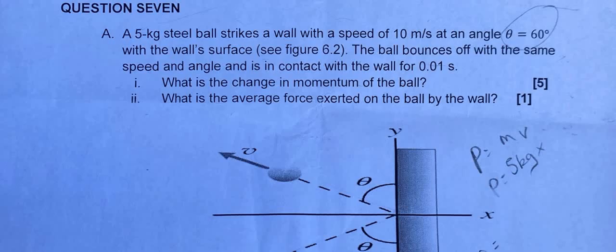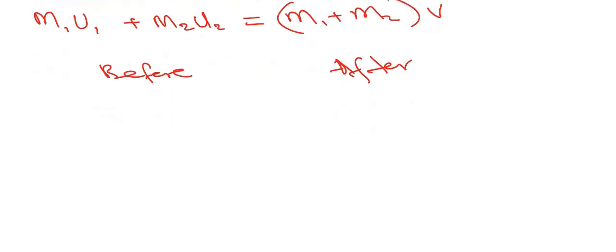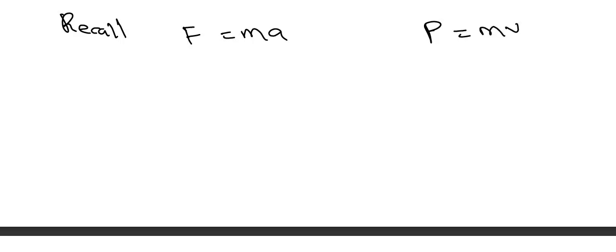and is in contact with the wall for 0.01 seconds. That's what you have. So here, maybe let me add one more thing. Since, recall, you learned that force is equal to mass and acceleration, right? And here we're simply saying momentum is mass and velocity. Remember what acceleration is. Acceleration is final velocity minus initial velocity divided by time.